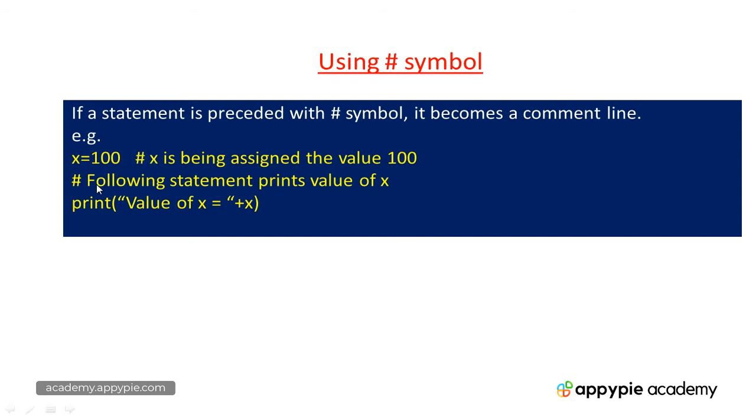Now in the next line, what I am writing is hash, then following statement prints value of x. It will not become part of the actual code because it is preceded with a hash symbol. It will be merely treated as a comment line. So this is the actual code: print value of x is equal to something plus x, that will be printed. So we have seen the hash symbol.